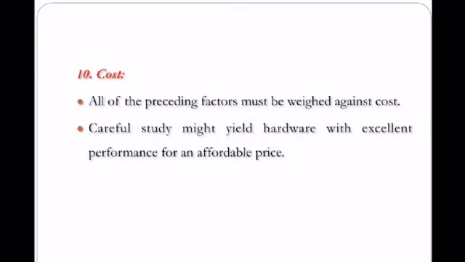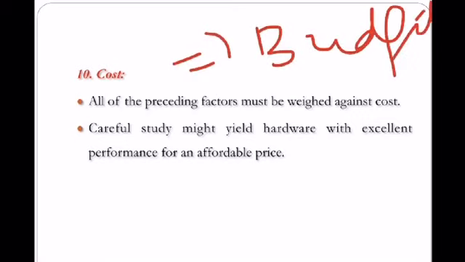All of the preceding factors or 9 factors must be weighted against cost. Careful study might yield hardware with excellent performance for affordable price. So we have to see our budget and also the price of the equipment. So when you purchase new hardware for a business enterprise, we have to consider such factors or 10 most important variables.